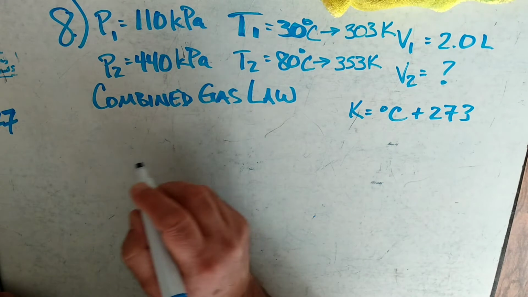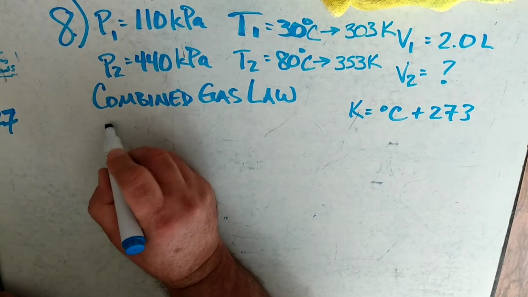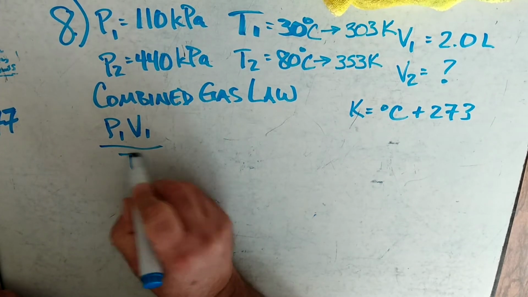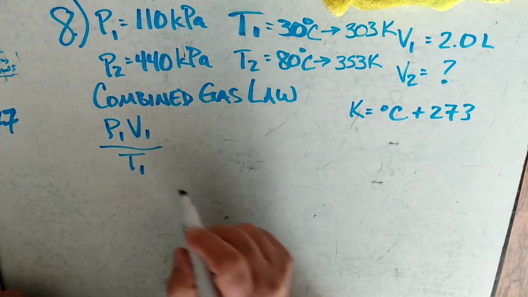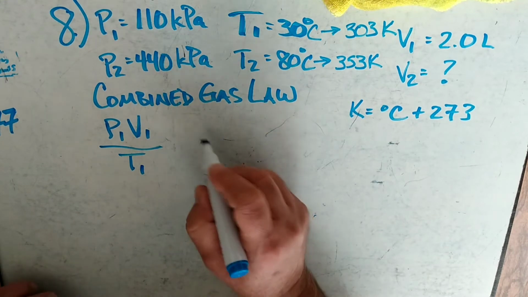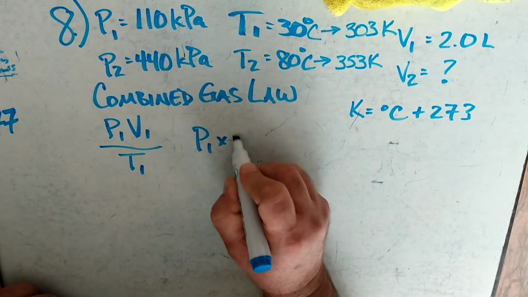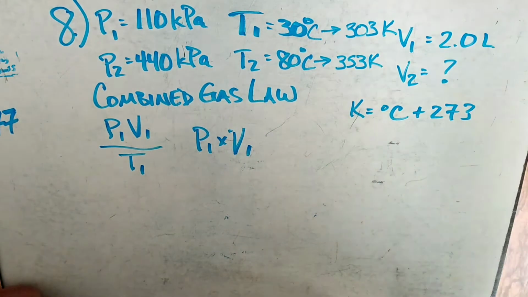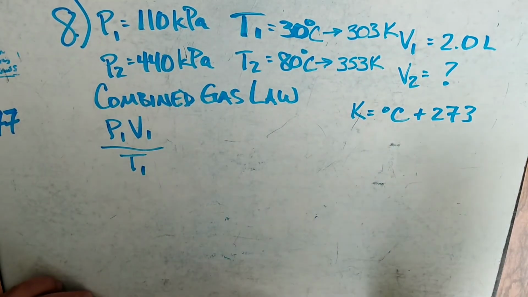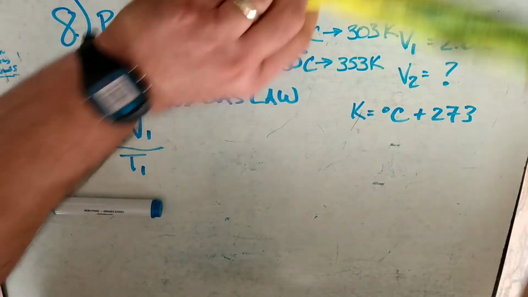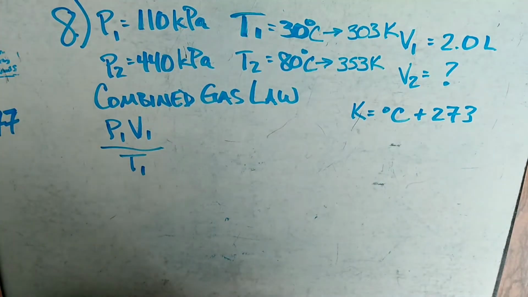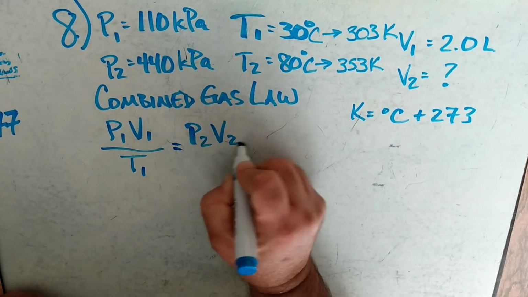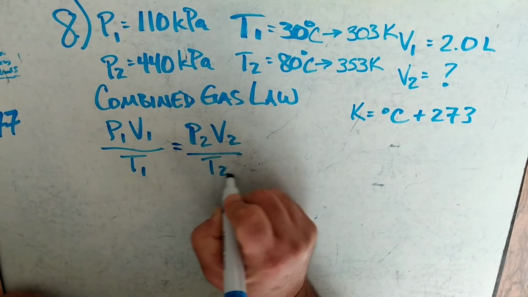Our formula now for the combined gas law is P1V1 divided by T1. Now, a lot of times people will write this out like this, P1 times V1. Well, all I did is get rid of the times symbol in the middle, and so that's why I write it that way, P1, V1. Equals P2, V2, all divided by T2.